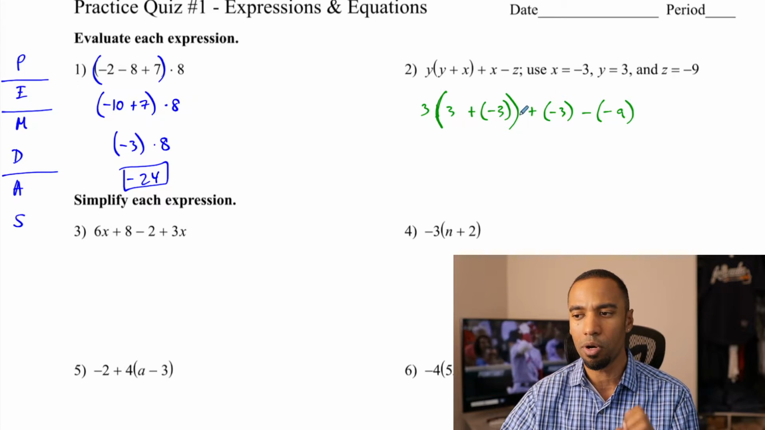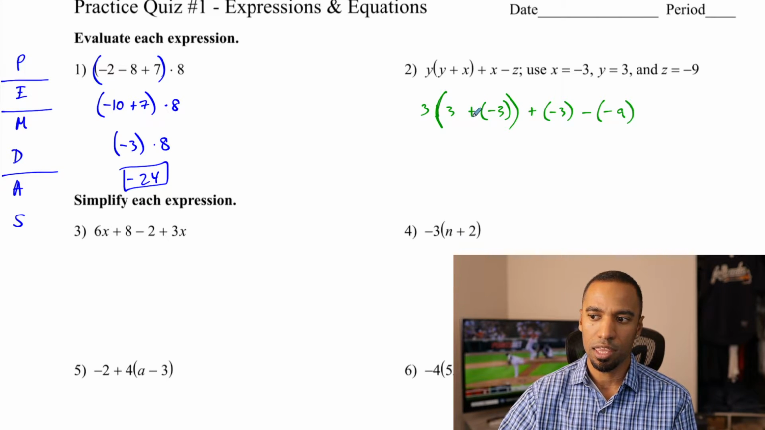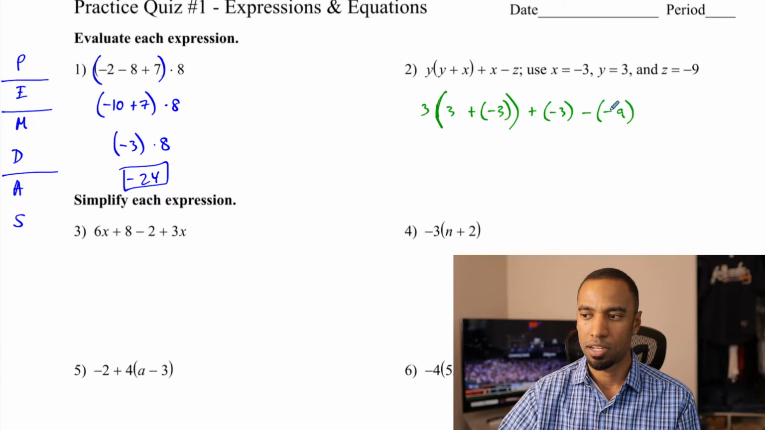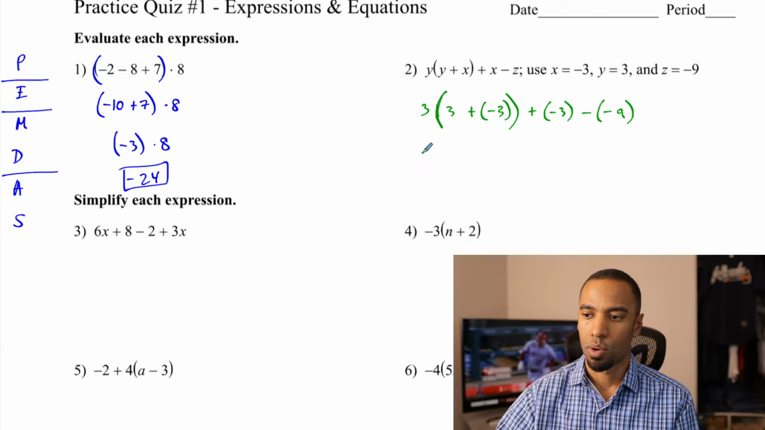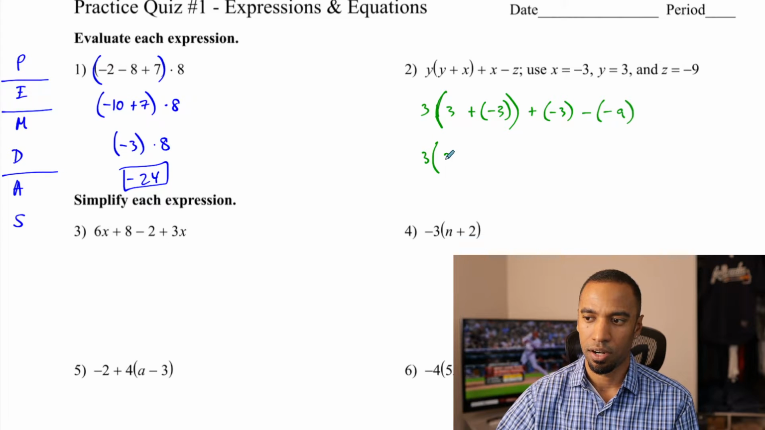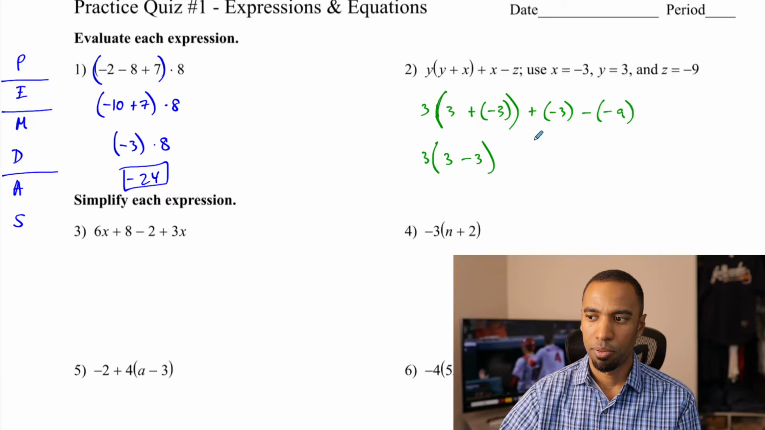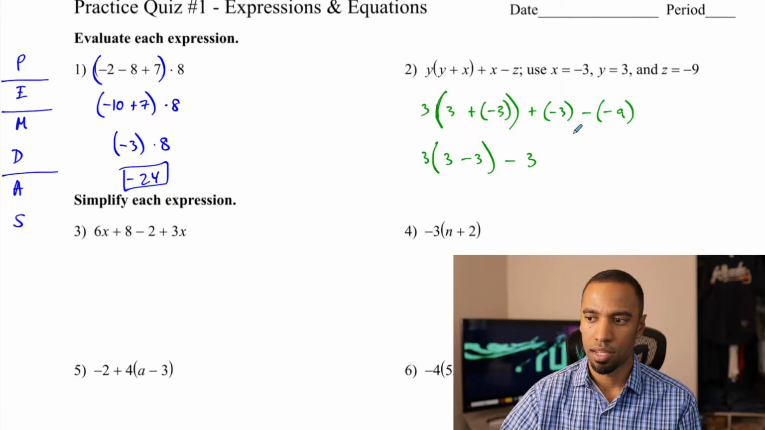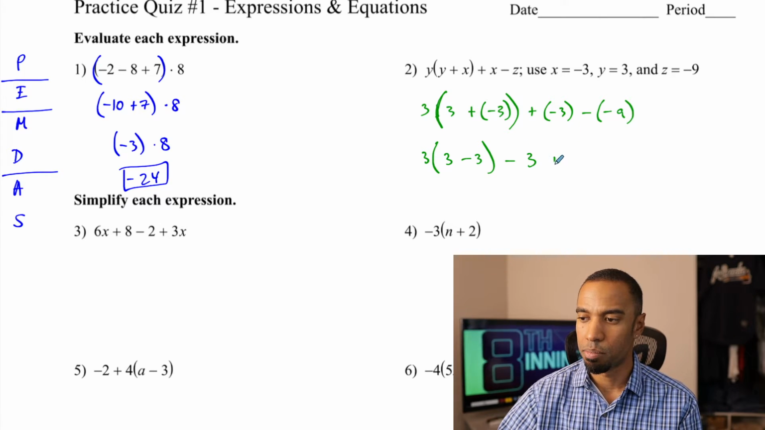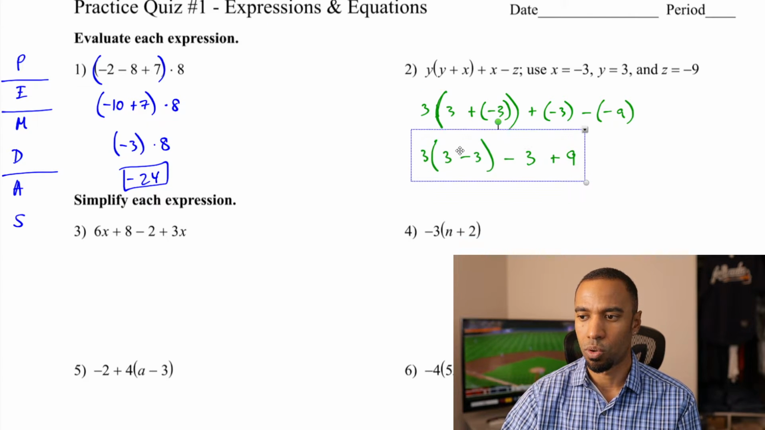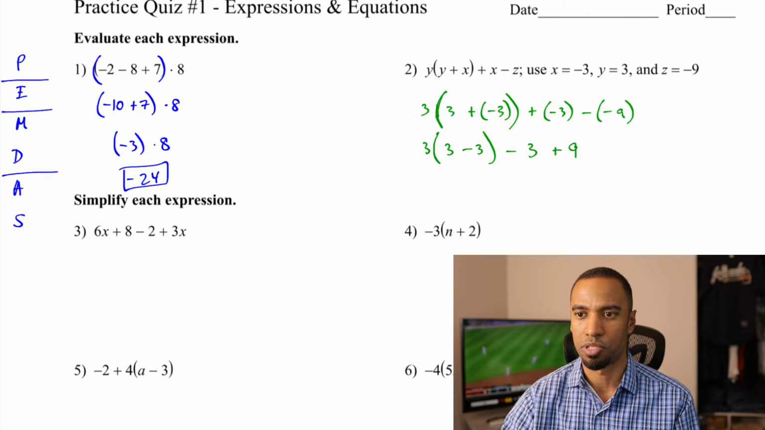So all I'm going to write on this next step is I'm going to rewrite the plus negative into a minus, the plus negative into a minus, and the minus negative into a plus. So I'll have 3 times the quantity here, 3 minus 3, and then I have plus negative 3 turns into minus 3, and minus negative 9 turns into plus 9. So showing this work kind of does help you keep things in order and make it nice and clean as you go from step to step.